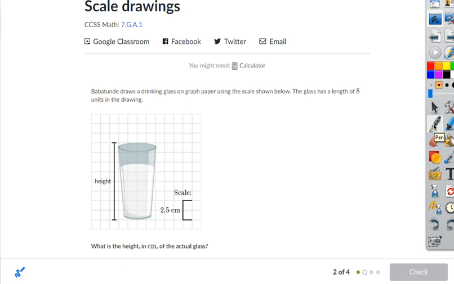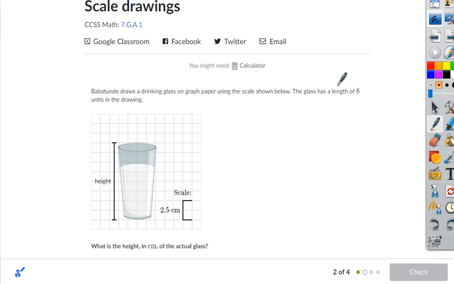So, what you're going to basically do is take the original ratio that's given to you and write it as a fraction. And then you're going to plug in the number that they gave you to find the number that they're looking for. So let's take an example. Babatunde draws a drinking glass on graph paper using the scale shown below. The glass has a length of 8 units in the drawing. Okay, so we want to know what is the height in centimeters of the actual glass.